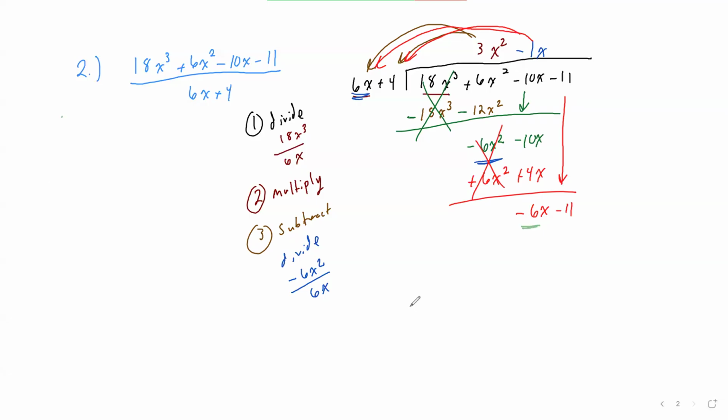So then I'm going to take this negative 6x divided by the 6x. And I see that negative 6 divided by 6 is negative 1. And the x's then would cancel. I would then take the negative 1 and also multiply. So negative 1 times 6x is negative 6x. Negative 1 times 4 is negative 4. When I subtract, I change the signs. So negative 6x plus 6x cancels, and negative 11 plus 4 gives me negative 7.